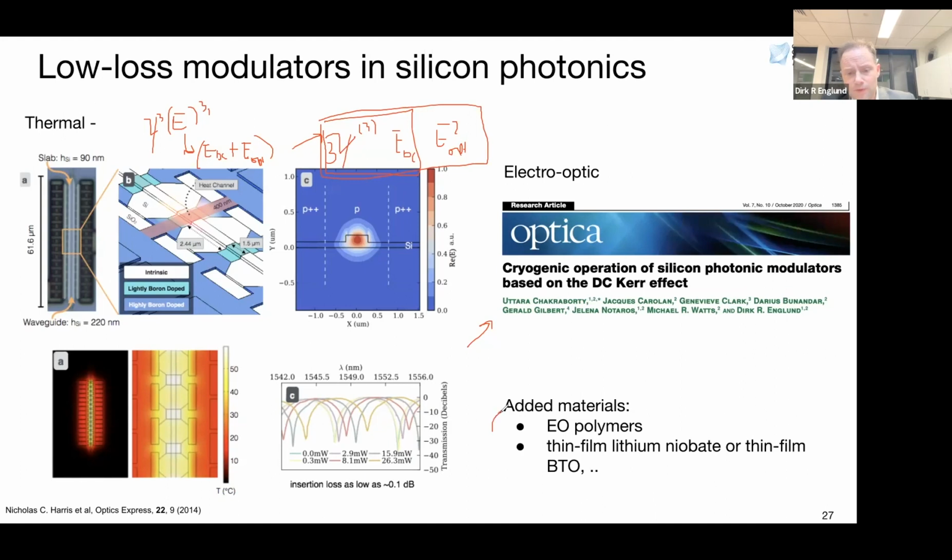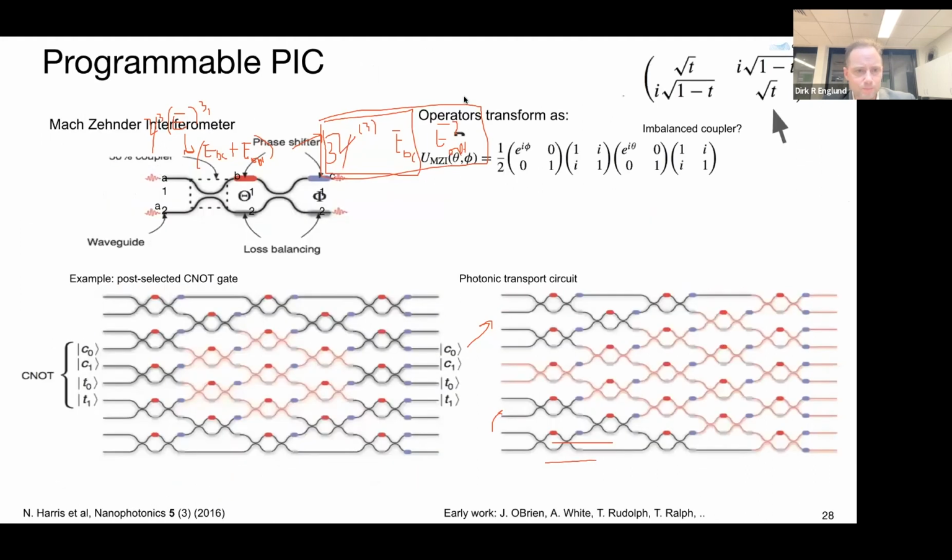Or you add materials. You can add electro-optic polymers, or people are integrating other electro-optic materials like thin film lithium niobate or BTO to the silicon structure. All right, so that adds to the capabilities of the silicon photonics platform. You can do more stuff. People do more stuff. Let me clear this page.